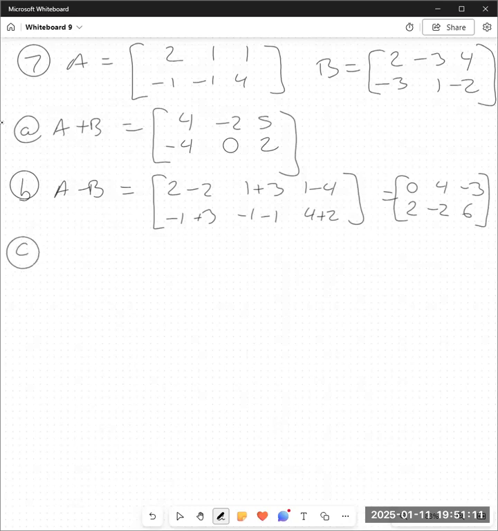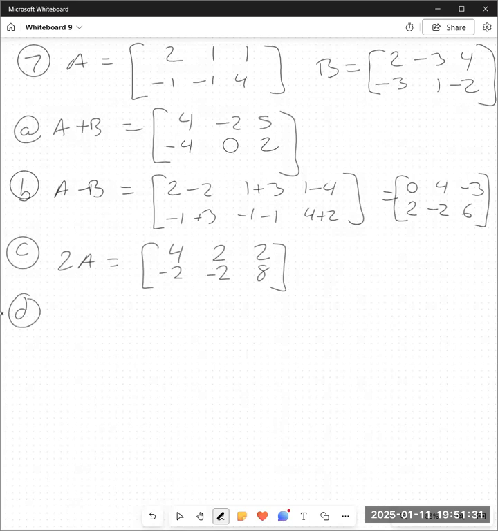Part C asks me to find 2A. That's 2 times 2 is 4. 2 times 1 is 2. 2 times 1 is 2. 2 times negative 1 is negative 2. 2 times negative 1 is negative 2. 2 times 4 is 8.